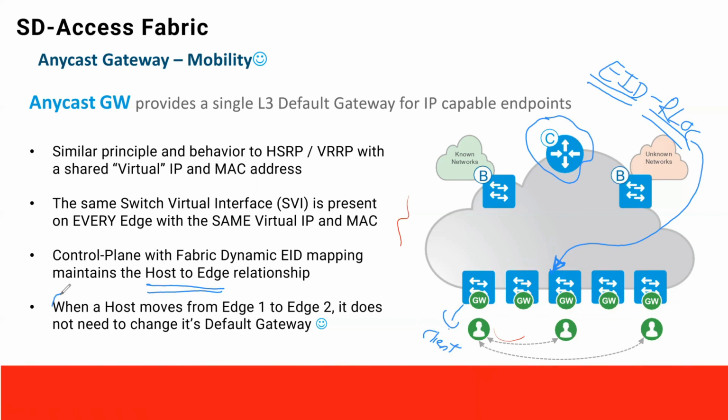So when a host moves from edge 1, consider this as edge 1, this is already connected on edge 1. If it moves to edge 2, it does not need to change its default gateway because the gateway is already present. Only the controller mapping will change.